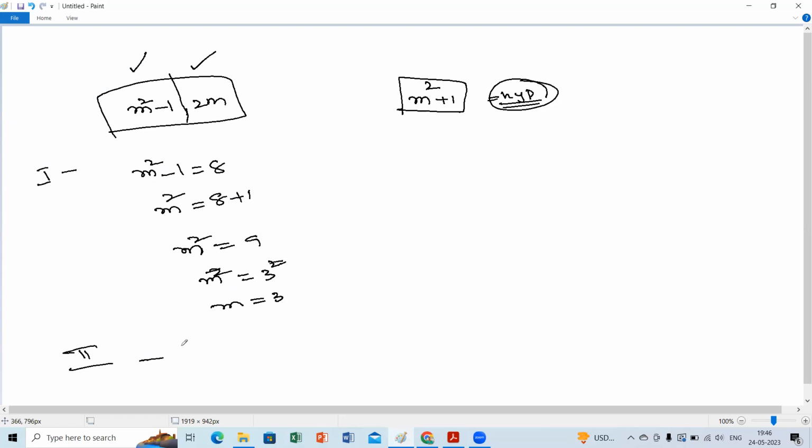Coming to the second case, if I take 2m as 8, then m is 4. m is 4. Now, in which case will our assumption be true? You need to check, children. The hypotenuse, m square plus 1, should be the longest side, right? Yes. What are the triplets here?